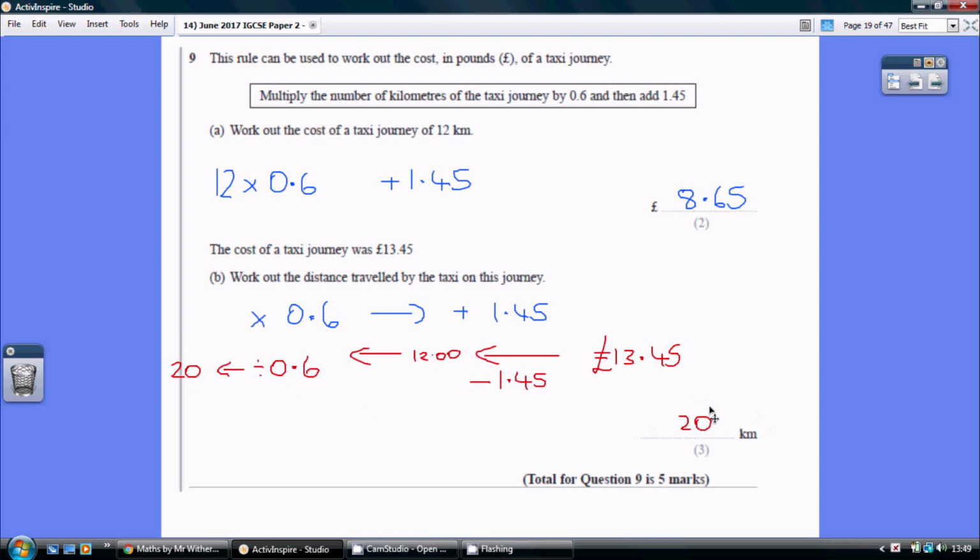So just so we're clear, if you took that 20 and popped it into what we did up in part A, if you multiplied that by 0.6, then you added on 1.45, you would get your £13.45. So it's just the opposite operations in the opposite order.